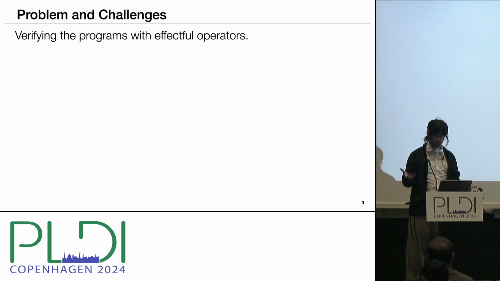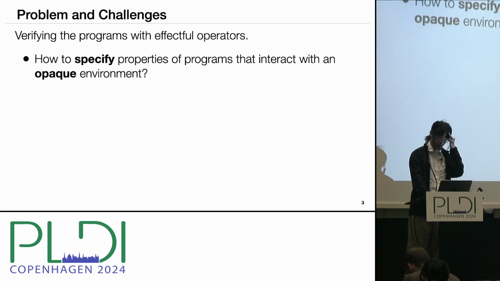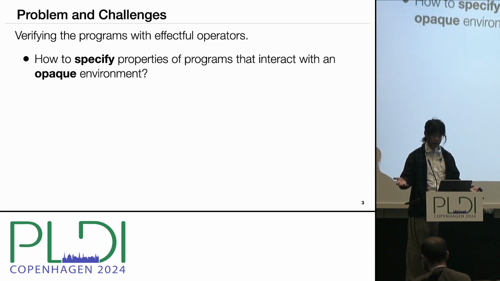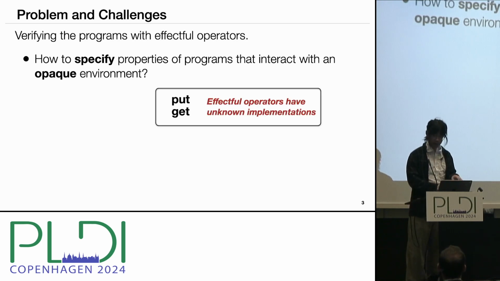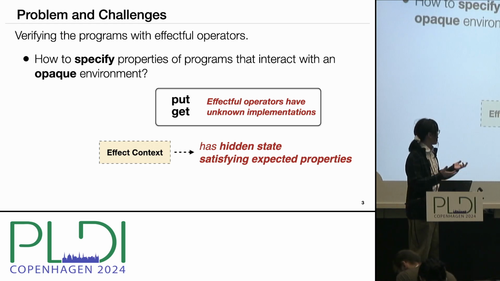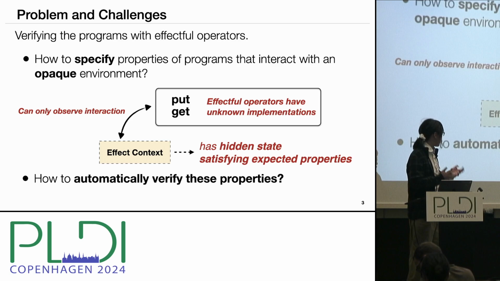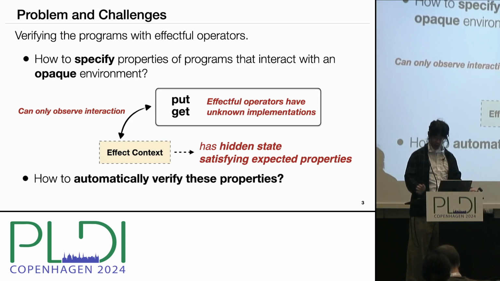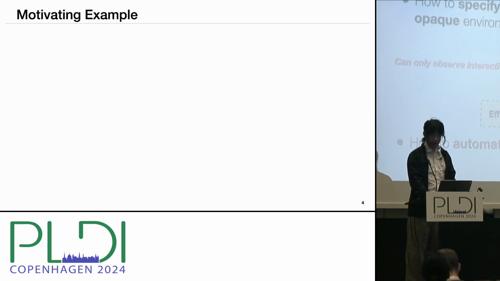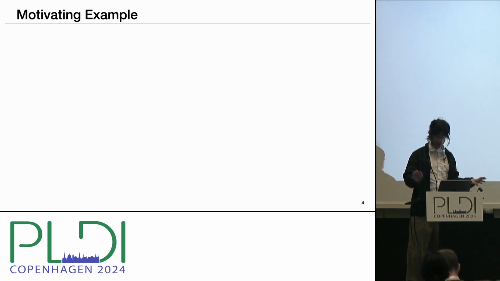And the problem we want to solve is to verify the program with effectful operators. So the first challenge is how can we express the property of a program that interacts with the opaque environment? As you see, these effectful operators have unknown implementations, and the effectful context has hidden state that should satisfy the expected properties. And the only thing we can observe is the corresponding interaction. And the second challenge is how can we automatically verify it? Okay, let's move on to the motivating example to see that concretely.